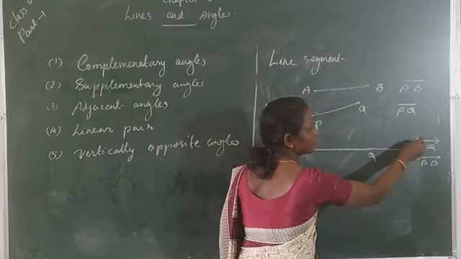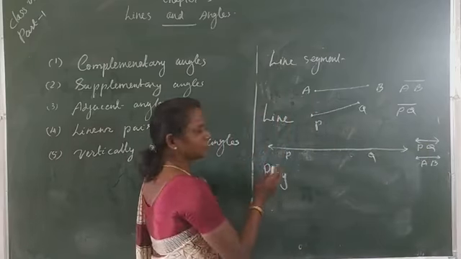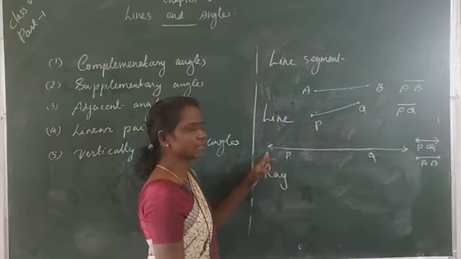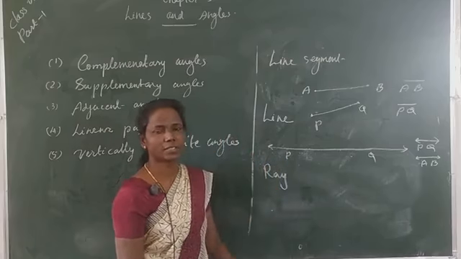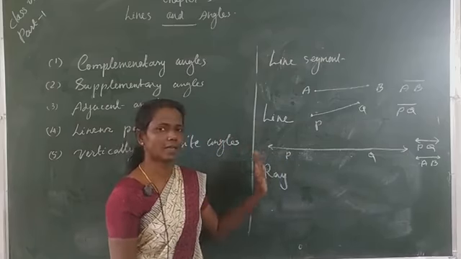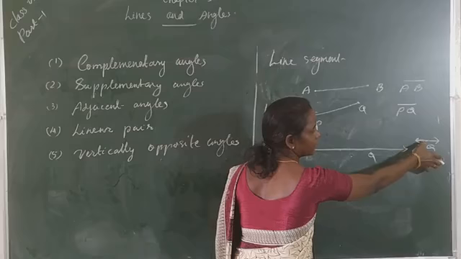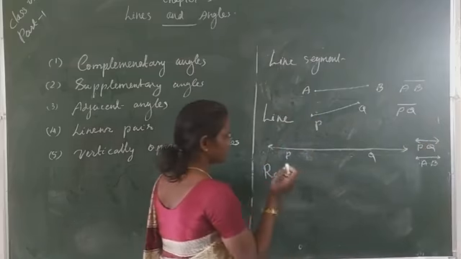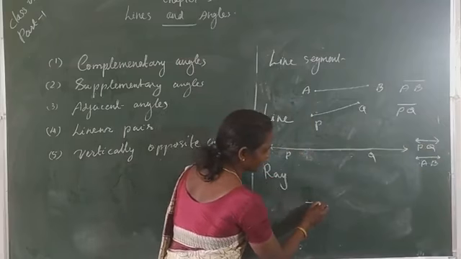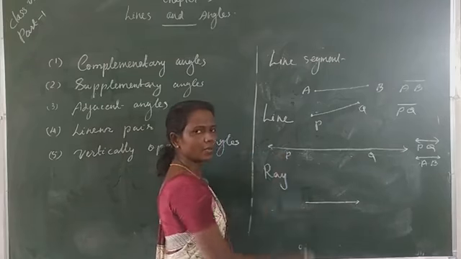Look, this is a two-sided arrow mark. What is a line? A line segment extended endlessly in both directions is known as a line. Then how to represent the line? This is line PQ and line L. This line has no endpoint.